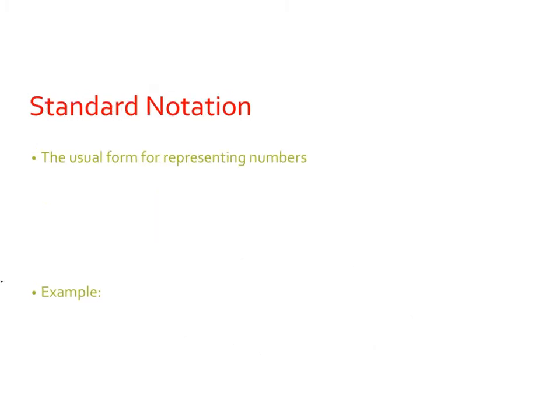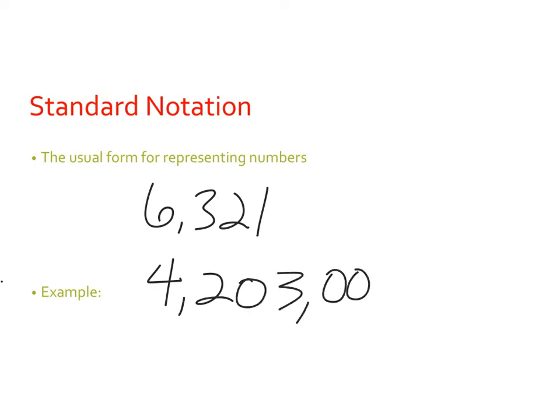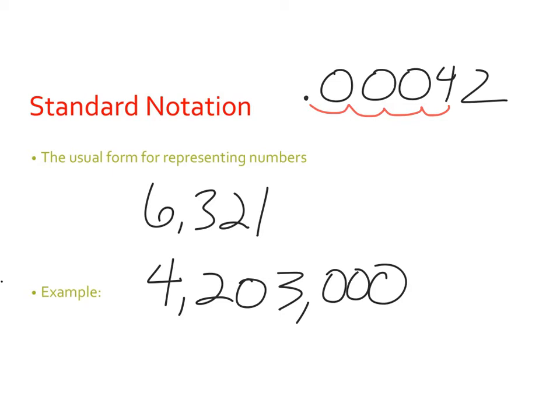Standard notation is the usual form for representing numbers, like the number 6,321, right? That's a standard number. Or we could say 4,203,000, or we could say something like 0.00042, right? Remember how to read these? Tenths, hundredths, thousandths, ten-thousandths, hundred-thousandths, so 42 hundred-thousandths, right? Standard notation. And we're going to practice going back and forth between scientific and standard notation.